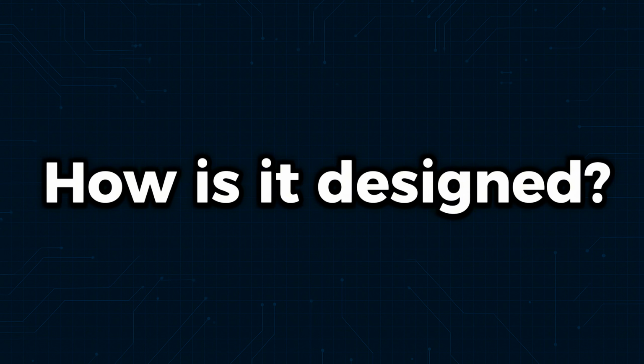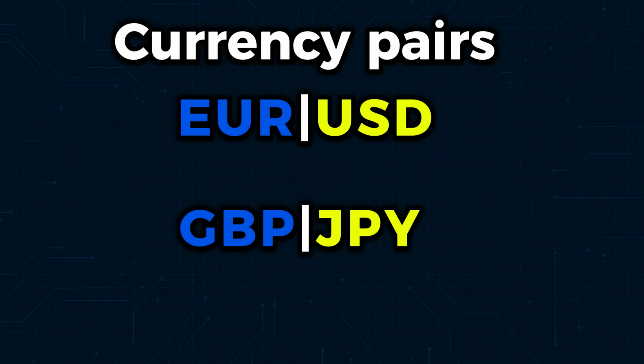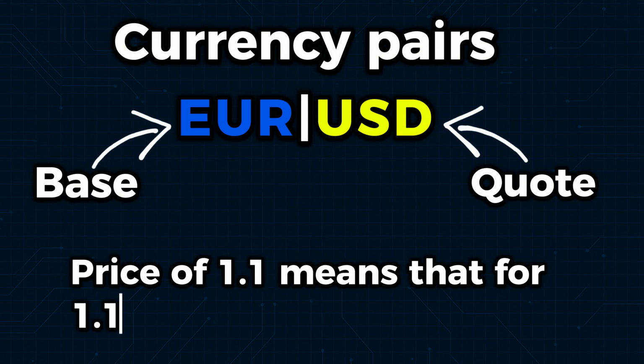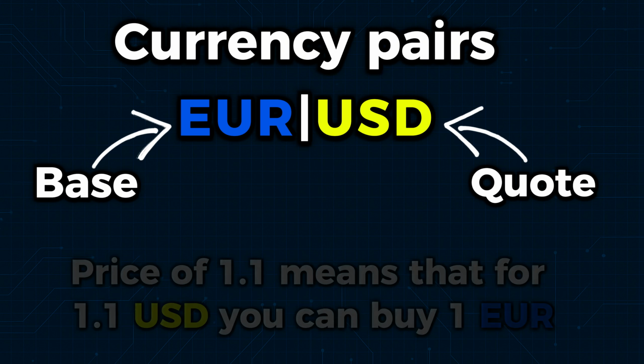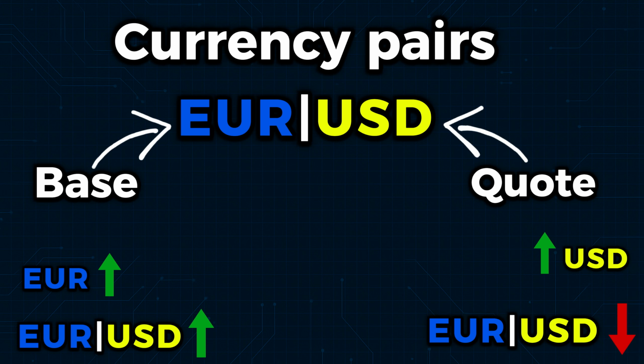How is the Forex market designed? Currencies are traded in pairs. For example, euro to US dollar, Great Britain pound to Japanese yen. The first currency is the base, and the second is the quote. The exchange rate tells how much of the quote currency is needed to buy 1 unit of the base currency. A price of 1.1 means that for 1.1 US dollars, you can buy 1 euro. The pair follows the movement of the base currency. So, when it shows strength, the pair goes up, and vice versa. Price goes against the quote currency, which means that when it shows strength, the pair goes down.